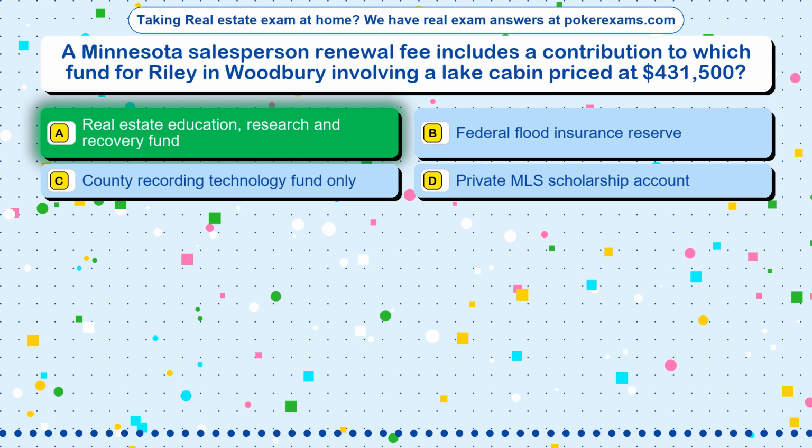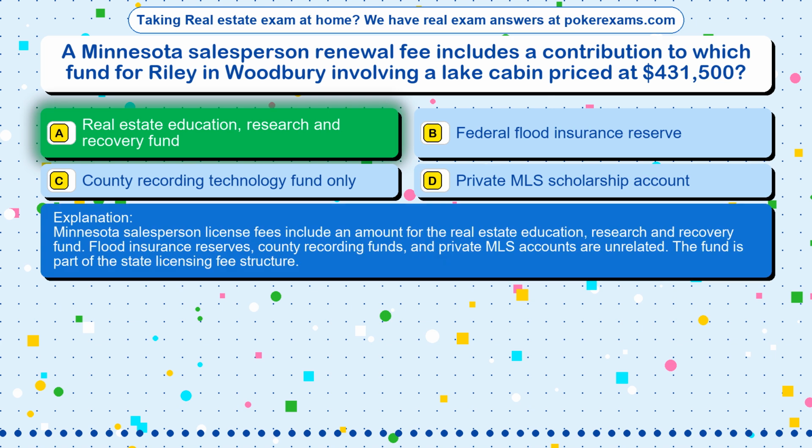The correct answer is option A, Real Estate Education, Research and Recovery Fund. Minnesota salesperson license fees include an amount for the Real Estate Education, Research and Recovery Fund. Flood insurance reserves, county recording funds, and private MLS accounts are unrelated. The fund is part of the state licensing fee structure.